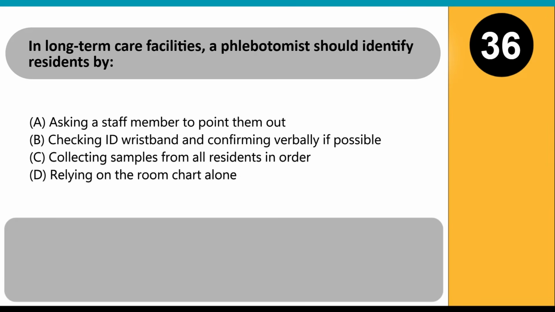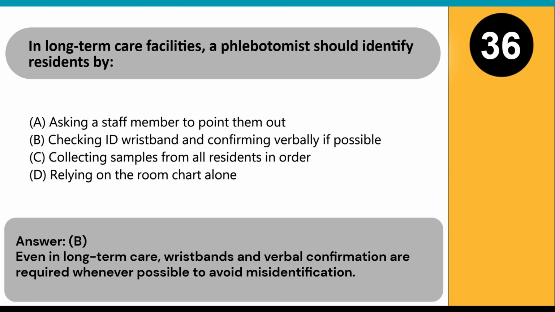B. Checking ID wristband and confirming verbally if possible. C. Collecting samples from all residents in order. D. Relying on the room chart alone. Answer B. Even in long-term care, wristbands and verbal confirmation are required whenever possible to avoid misidentification.